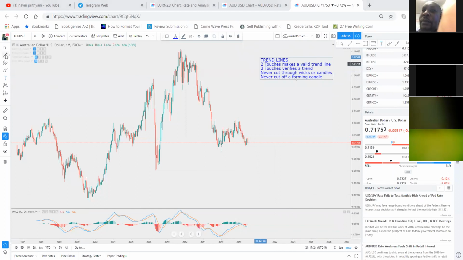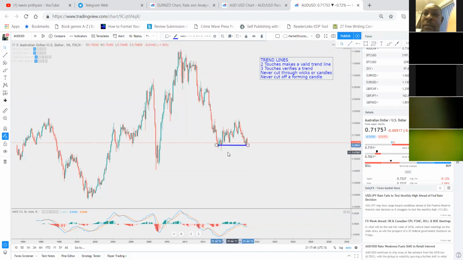So again, we're drawing our trend line from the monthly down to the 4 hour. We're going to the most recent move. We're not concerned with all this past action back here. We're trying to trap in the most recent move. So we got our monthly time frame. We have 2 touches, which gives us a valid trend line. We didn't cut through any wicks or any candles. And I'm going to show you why.